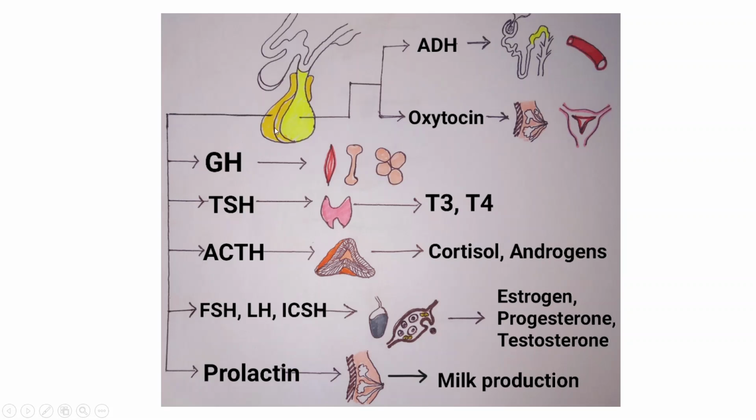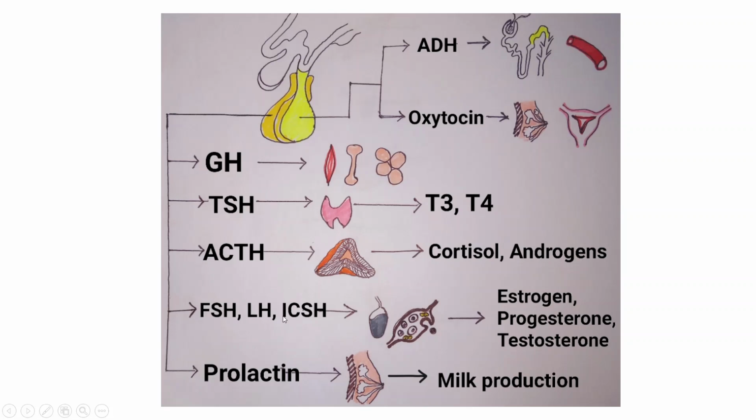See, from the anterior pituitary, growth hormone is secreted which acts on the muscle cells, bones and adipose tissues and regulates the normal growth of our body. TSH acts on the thyroid gland and controls the secretion of T3 and T4 from there. Whereas the adrenocorticotropic hormone acts on the adrenal cortex, this portion of the adrenal gland, and from there it regulates the secretion of glucocorticoids, mainly cortisol and sex corticoids, androgens.